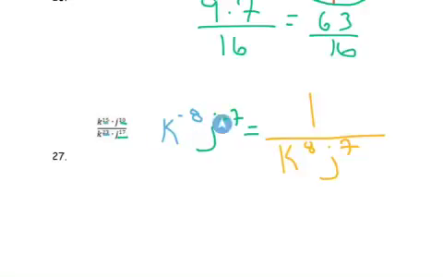If you didn't want to do this step, you could think in your head, well, 23 is larger than 15 by how many times? 8. So that's why the 8's in my denominator. 17 is larger than 10 by how many times? 7. That's why 7's in the denominator.